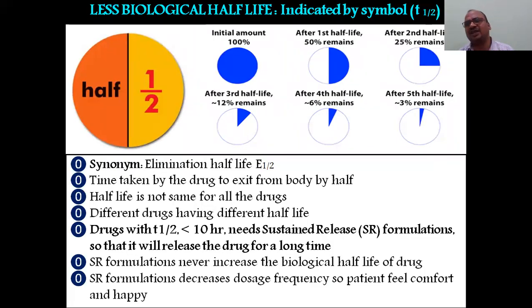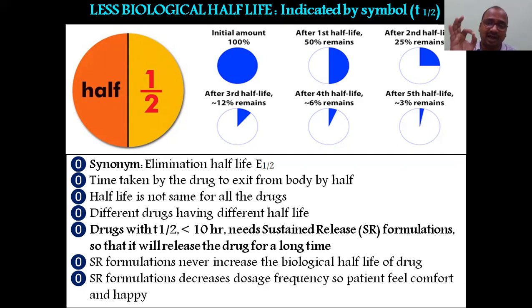Now, less biological half-life, this is the second area. Biological half-life is the time taken by the drug to become half. Initially, when you give 100% of a drug, after the first half-life it becomes half. After the second half-life, it becomes half of that, and again after the third half-life, half of that. Like that it goes on reducing. That is called half-life.